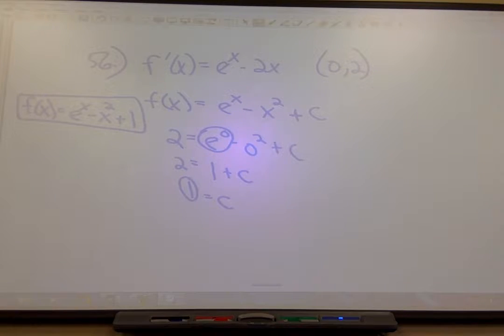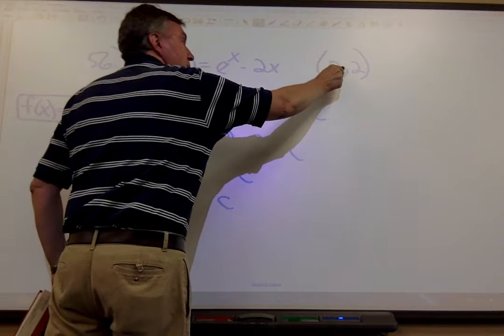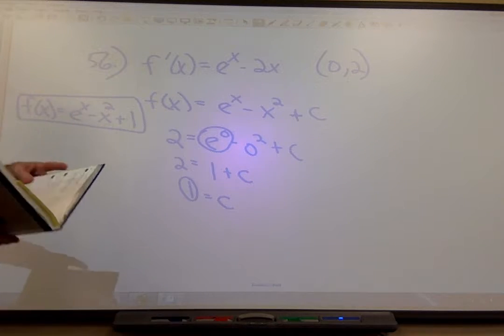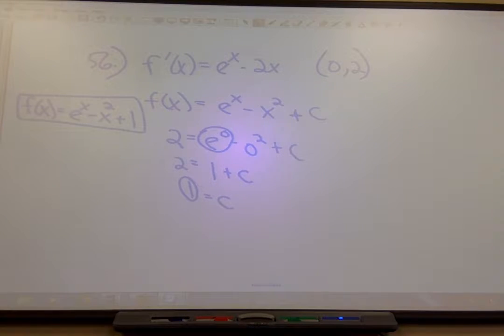These aren't that bad, are they? It's the same question but different wording for 60. In 60 they say find the function f given that the slope of the tangent line is f prime of x and the graph of f passes through the given point. It's initial value but just stated a different way. They give you f prime, they give you a point that it passes through, and now you find c. So let's do 60.